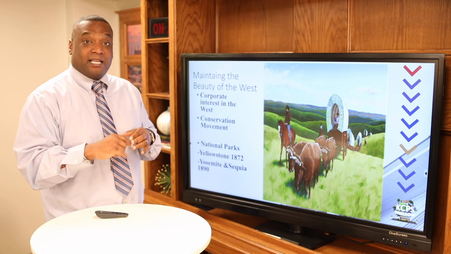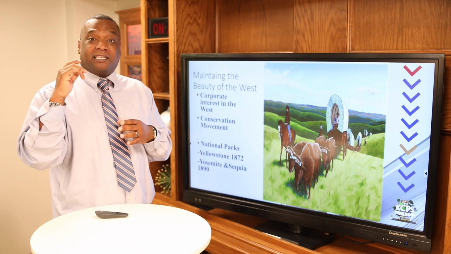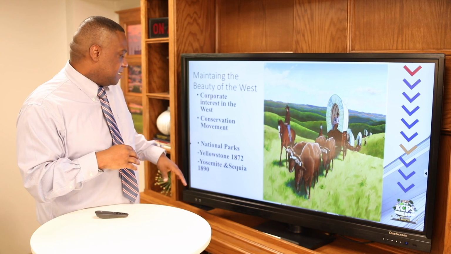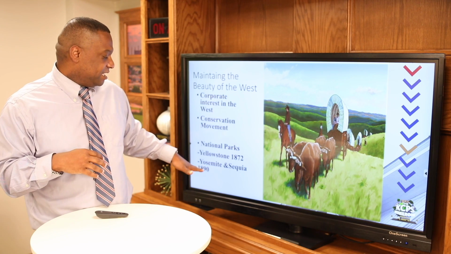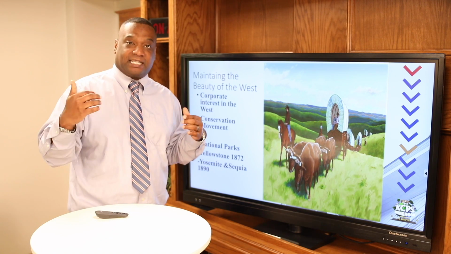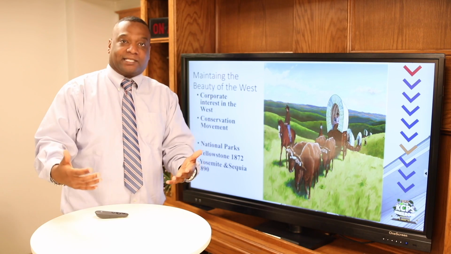So let's talk about the national park movement. In 1872, Yellowstone becomes the first national park in the United States, right? By 1890, you have Yosemite and Sequoia in the west become federally protected lands. So again, we wanted to protect the beauties of the west, right?